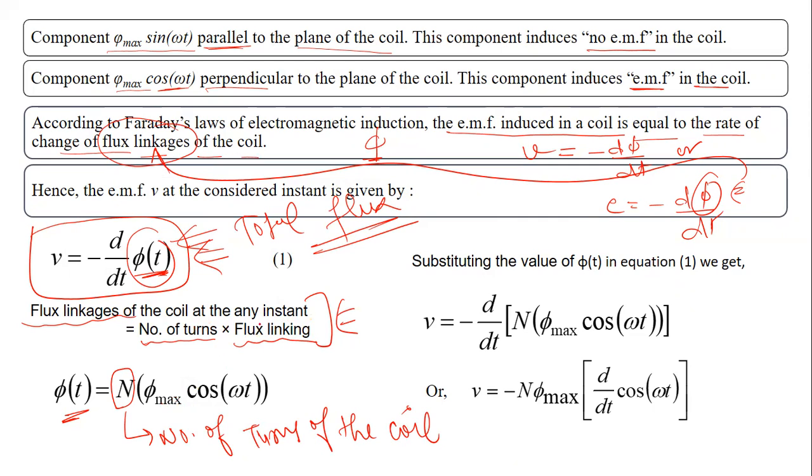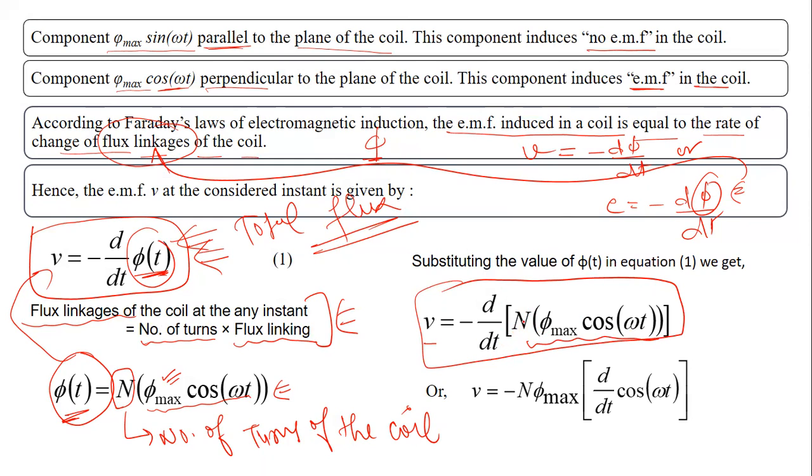So flux linking, we will consider that component of phi max, which is actually responsible for the induction of EMF, and that component is phi max cos omega t. Now, if we substitute this phi t in this equation here, so we will get a new equation which is V is equal to minus d by dt. And then we have this equation here, n phi max cos omega t. Now that means we have to differentiate this particular equation with respect to time. Now here n, because it is constant, and phi max is also constant, so we have taken them out and we are getting the differentiation of cos omega t with respect to t.